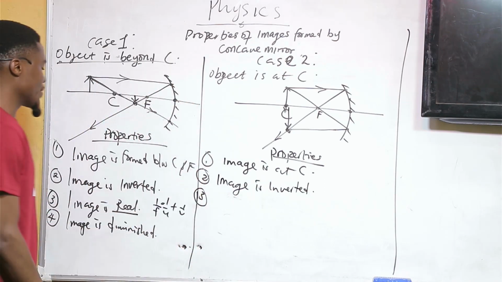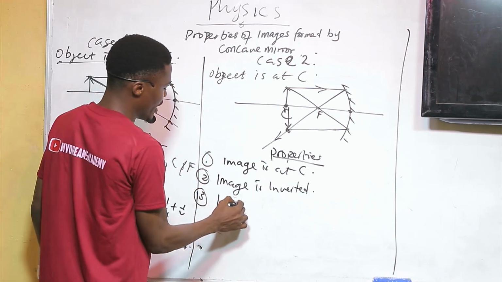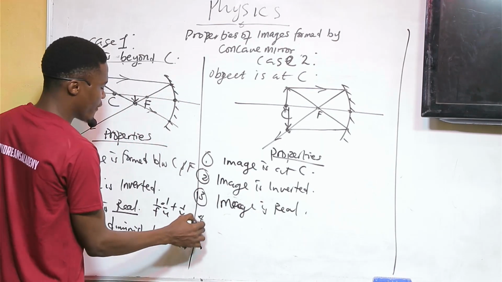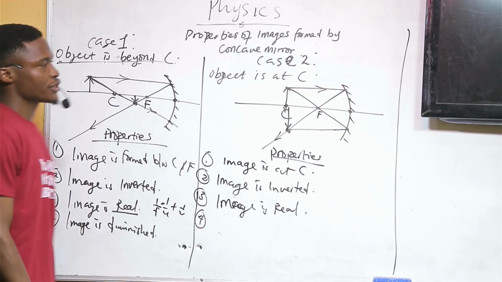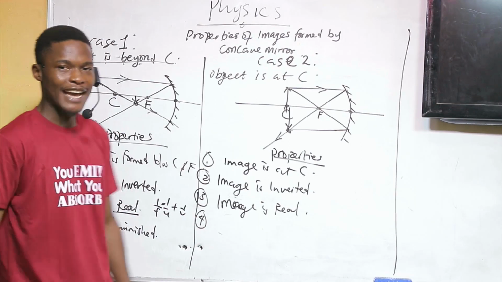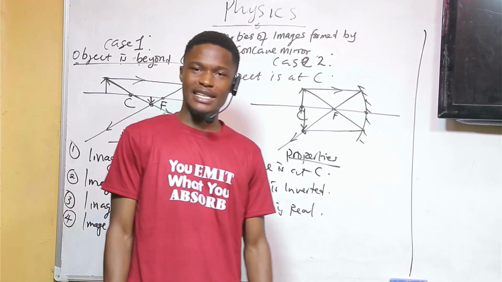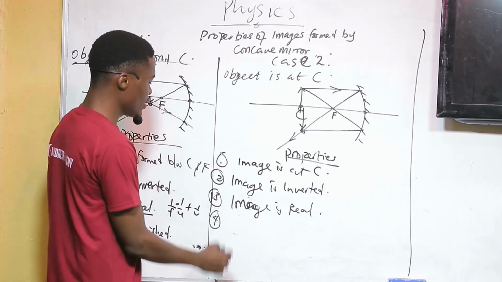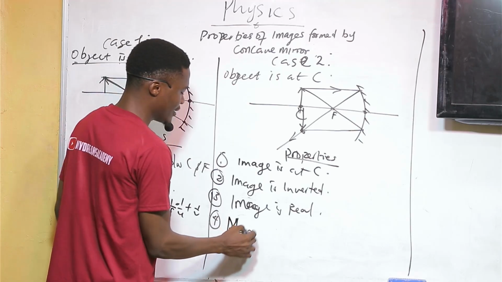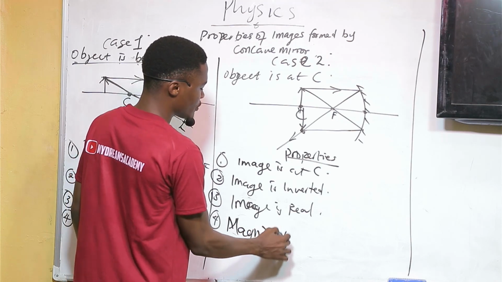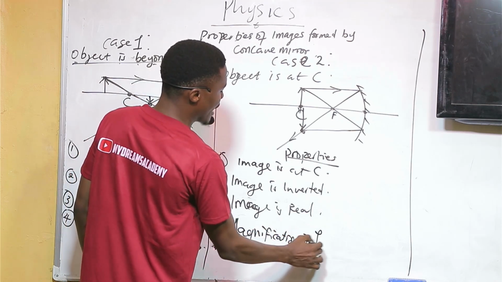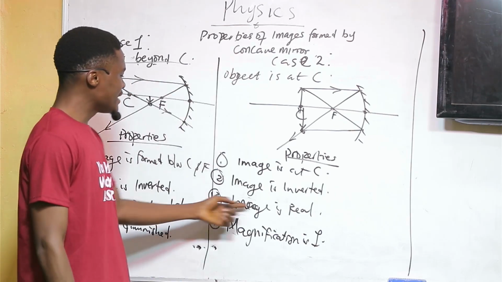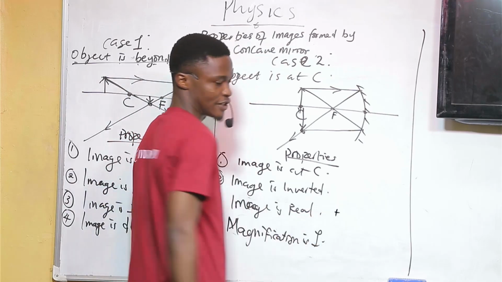Number 3, is the image real? Yes, it is real. Number 4, is the image diminished? No, it is not diminished. Is it magnified? No, it is not magnified. So what is it then? It is the same size as the object. And if it is the same size as the object, we say that magnification is 1. So those are the properties we get from here. As you can see, the image is real again, and because it is real, we use plus.